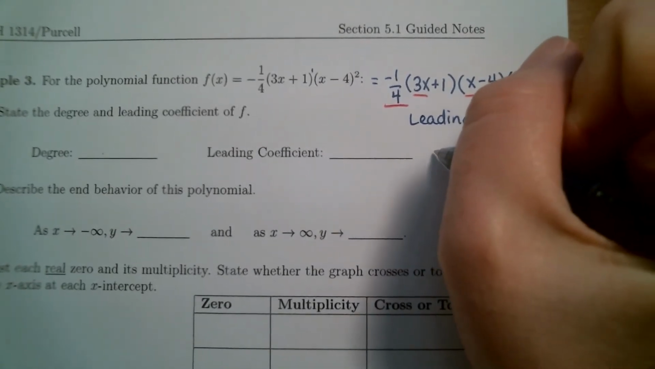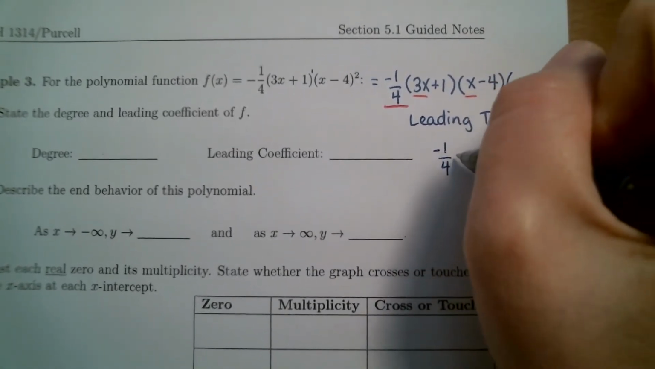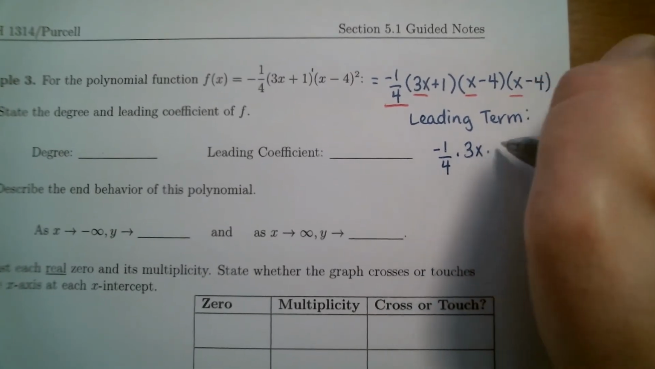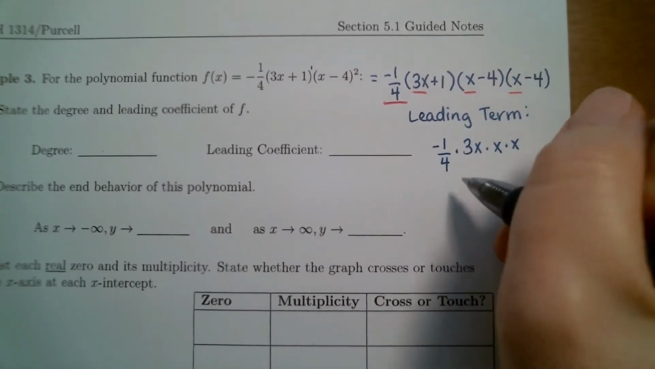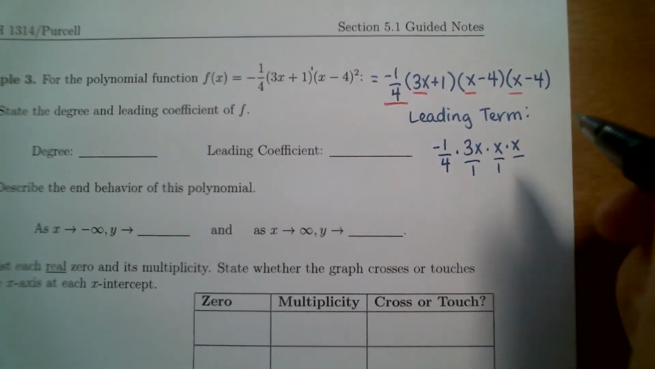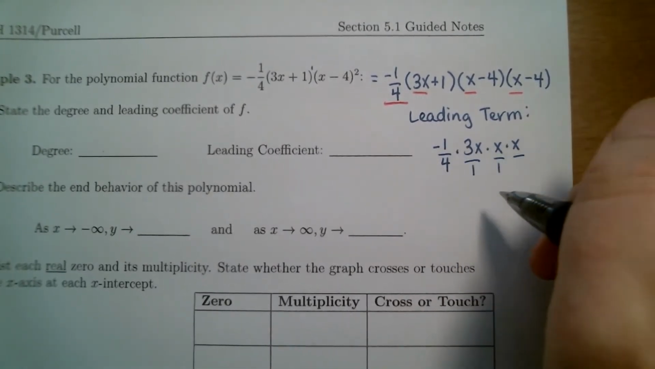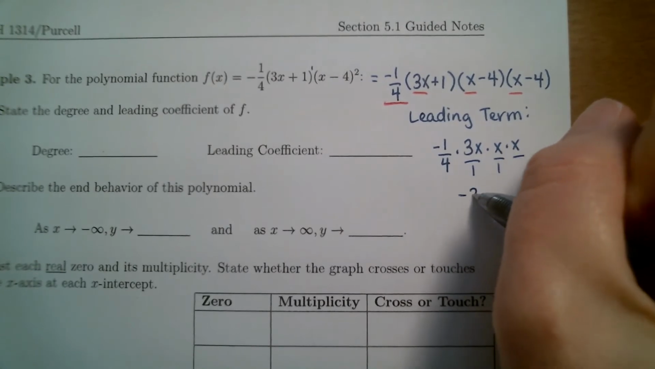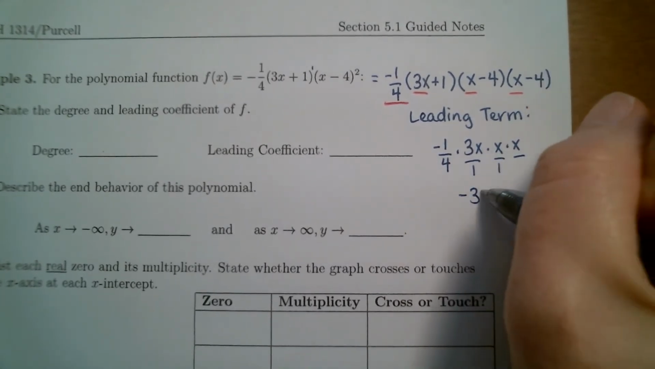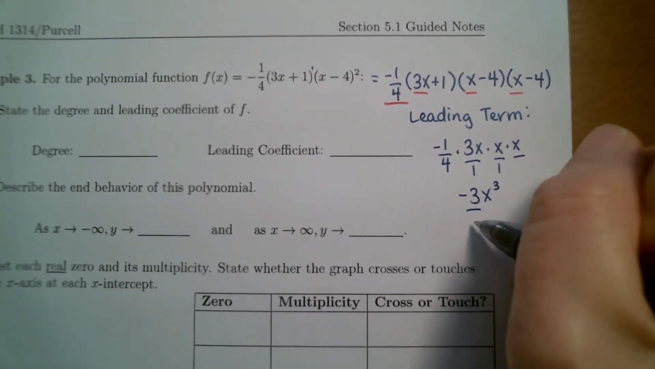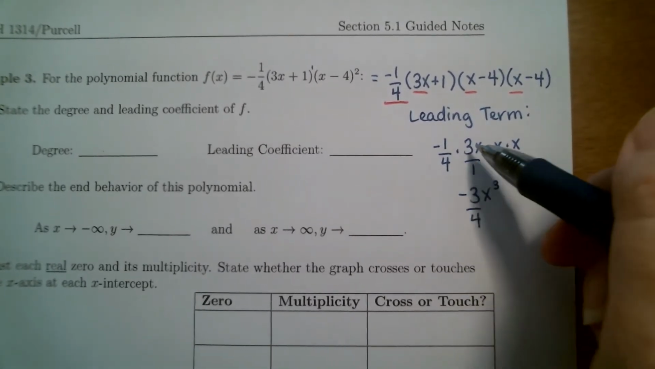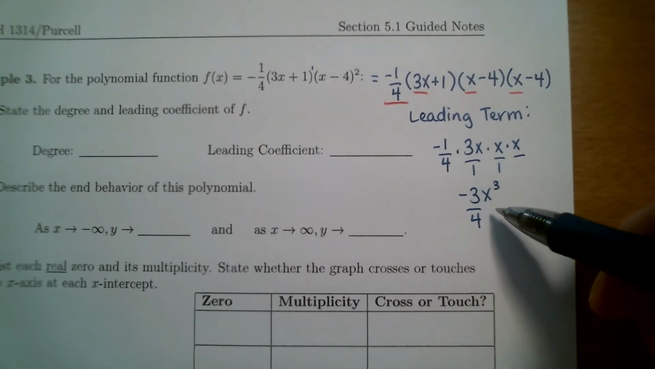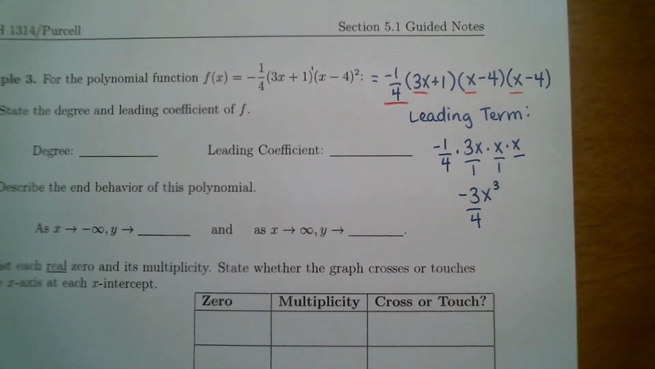leading term. So our leading term is going to be negative 1/4 times 3x times x times x. Okay, so we multiply these things together. Remember, these are over 1. Okay, multiply fractions across the top and across the bottom. This is going to give us negative 3. X times x times x is x cubed over, the coefficient will be 4 times 1 times 1. So it'll be negative 3/4 times x cubed is going to be the leading term.